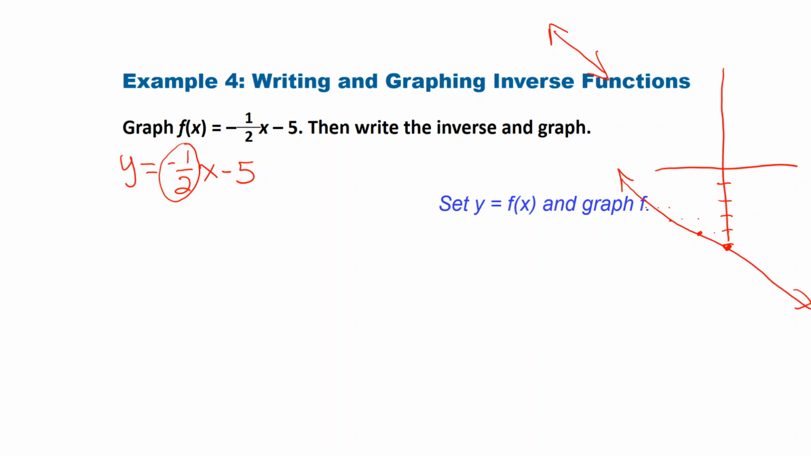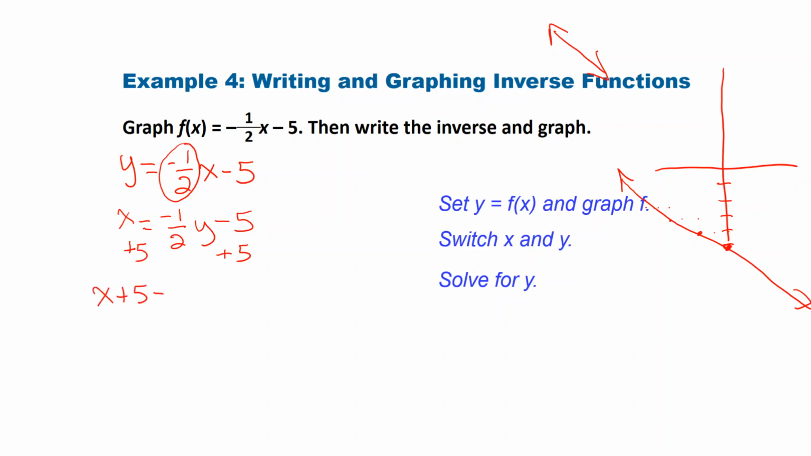Okay, now I want to do the inverse of it. So the next thing I need to do is switch my x and y's. So instead of saying y equals -1/2 x minus 5, I'm going to say x equals -1/2 y minus 5. Next, what I have to do is just solve for y. So I'm going to add 5 to both sides, plus 5. So I have x plus 5 equals -1/2 y. And still solving for y, I'm going to multiply both sides by -2.